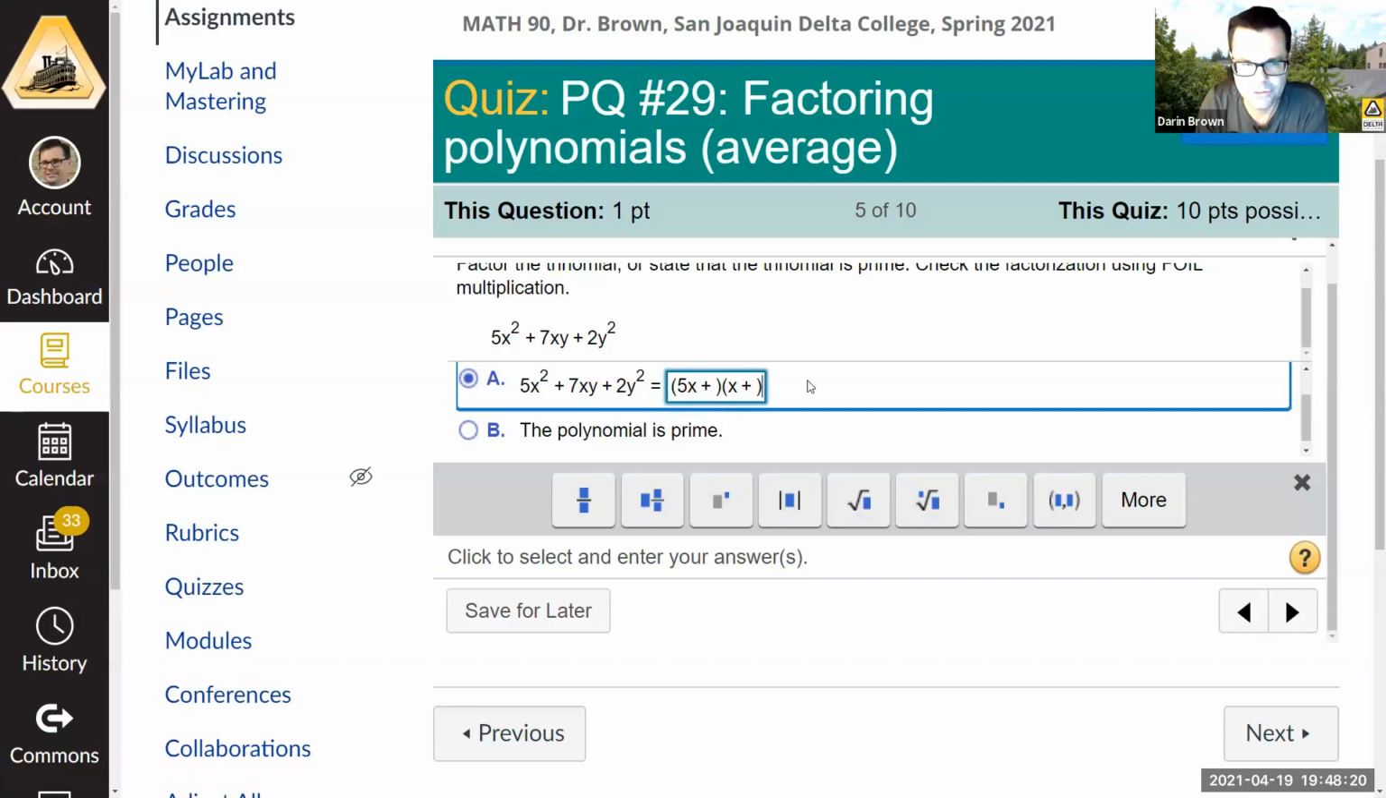The only possibilities are 2y and y, or y and 2y, and one of those works and the other one doesn't. So the one that's going to work is 2y and then y, because that's going to give me 5xy and 2xy, which together make the 7xy. So again, don't let the looks of one of these deceive you.